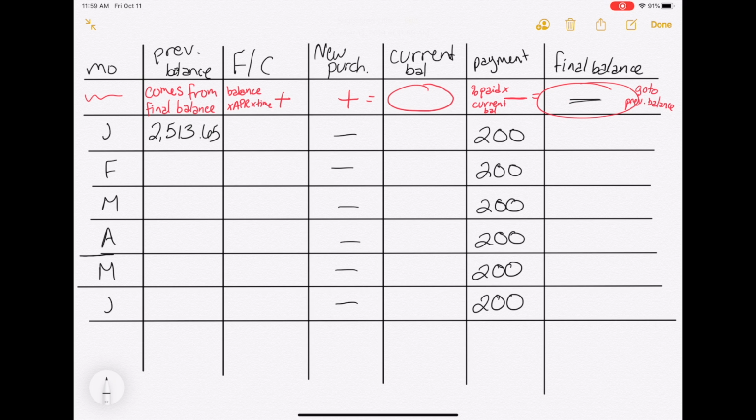Her finance charge is going to come from, let's see, it says 15%, but it's a monthly periodic rate. So if we remember, if it's a daily periodic rate, we divide by 365, but this one's only monthly. So we're going to take 15% divided by 12, because it's monthly, and we get 1.25%, or 0.0125. So we're going to take this number, 2,513.65, times 0.0125 to get our finance charge.